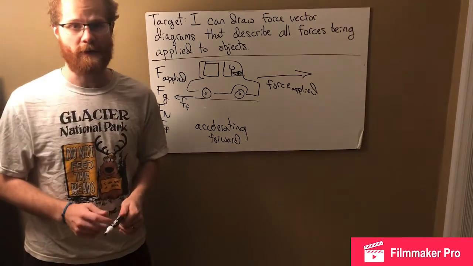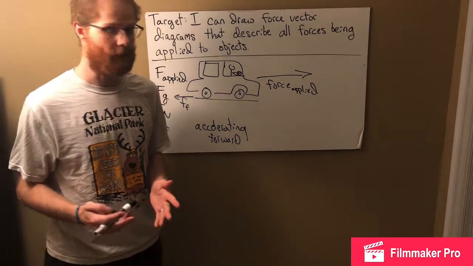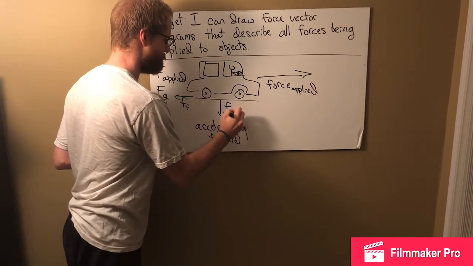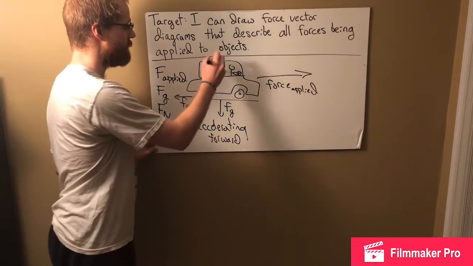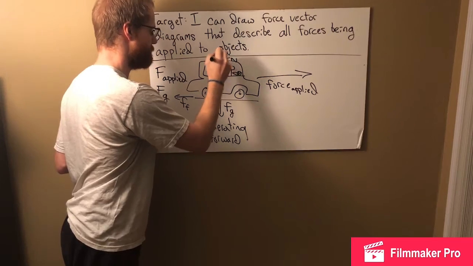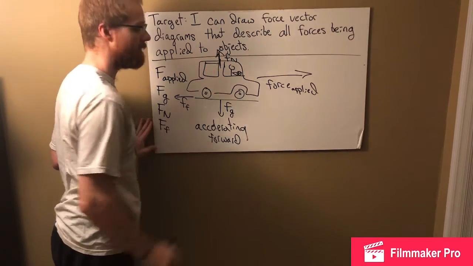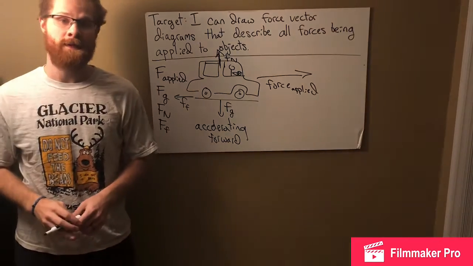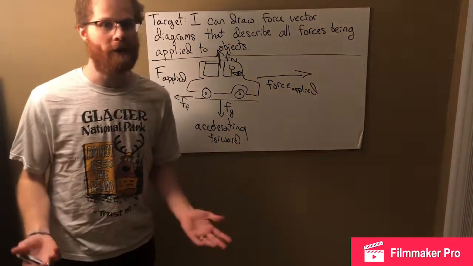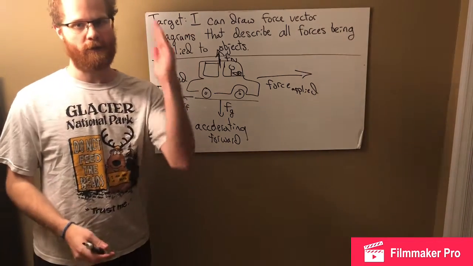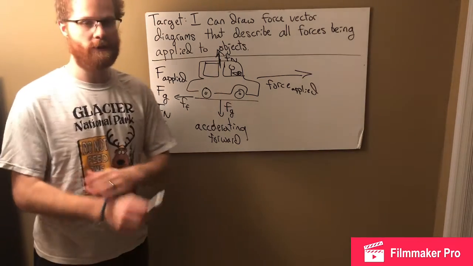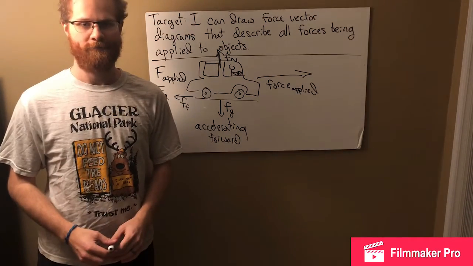Are there any other forces that are acting on this car? Absolutely. There's a gravitational force. And there is also a normal force. There we go. And these two arrows are going to be roughly the same length and size because the car isn't accelerating downward and the car isn't accelerating upward. So in the vertical direction, that means that our gravitational force and our normal force are canceling each other out.